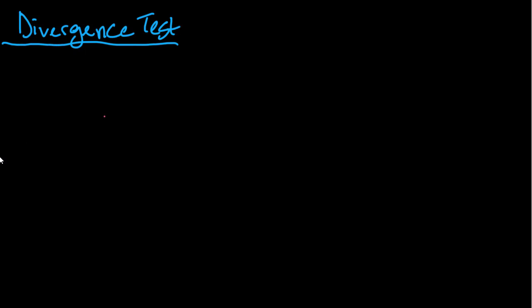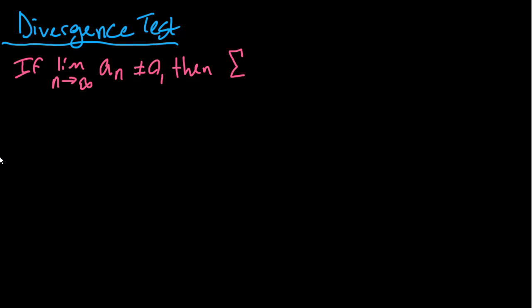Well, the divergence test tells us that if the limit as n approaches infinity, and we're experts at our limits, right, of some a sub n, right, so this is a summation we're going to be doing, does not equal 0, then we'll write our little summation notation, the sum from n equals 1 to infinity of a sub n will diverge. So our divergence test, as given by the name, tests for divergence.